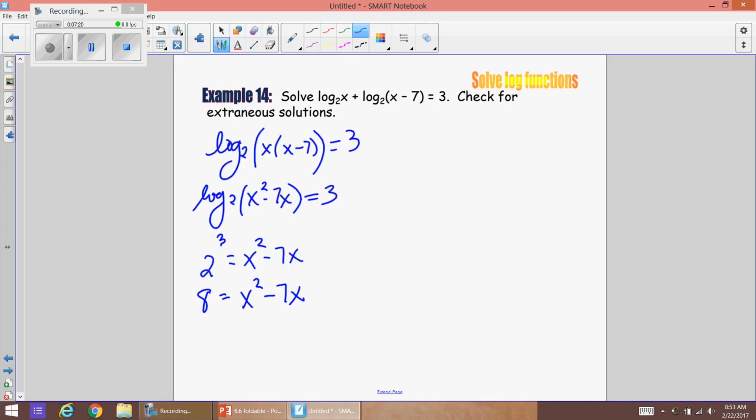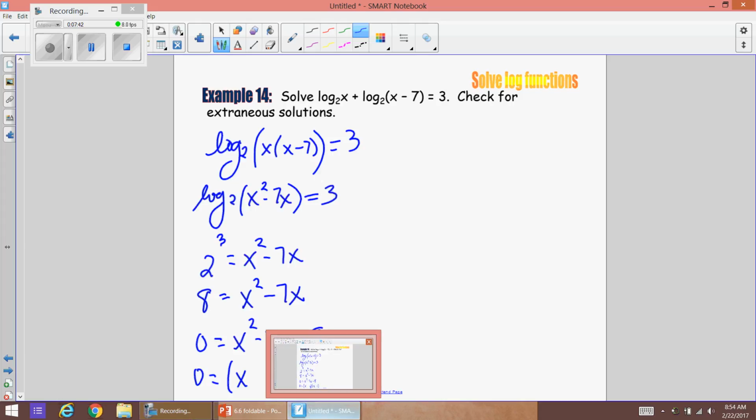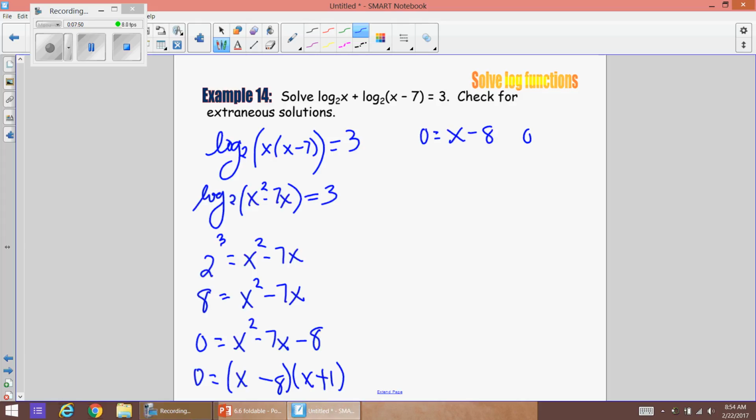Now at this part, you should not need me. You should be able to finish this problem like a boss. So pause me and do it, guys. Do it. I'm going to set it equal to 0 by subtracting the 8 to the other side. I'm thinking about what multiplies to make an 8 and adds to make a -7. It's got to be an 8 and a 1. And in order to make a -7, it's got to be a -8 and a +1. I'm setting each of those equal to 0. I'm solving. I get x equals 8. I get x equals -1.